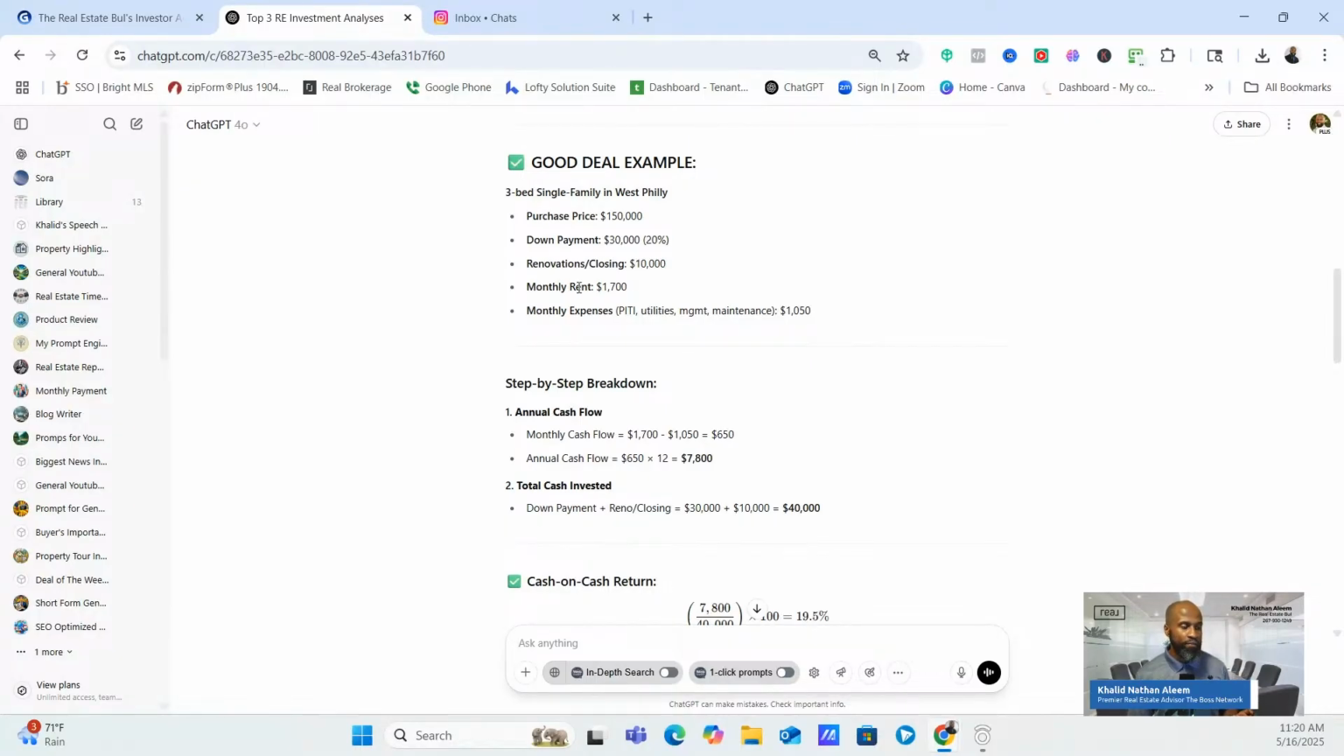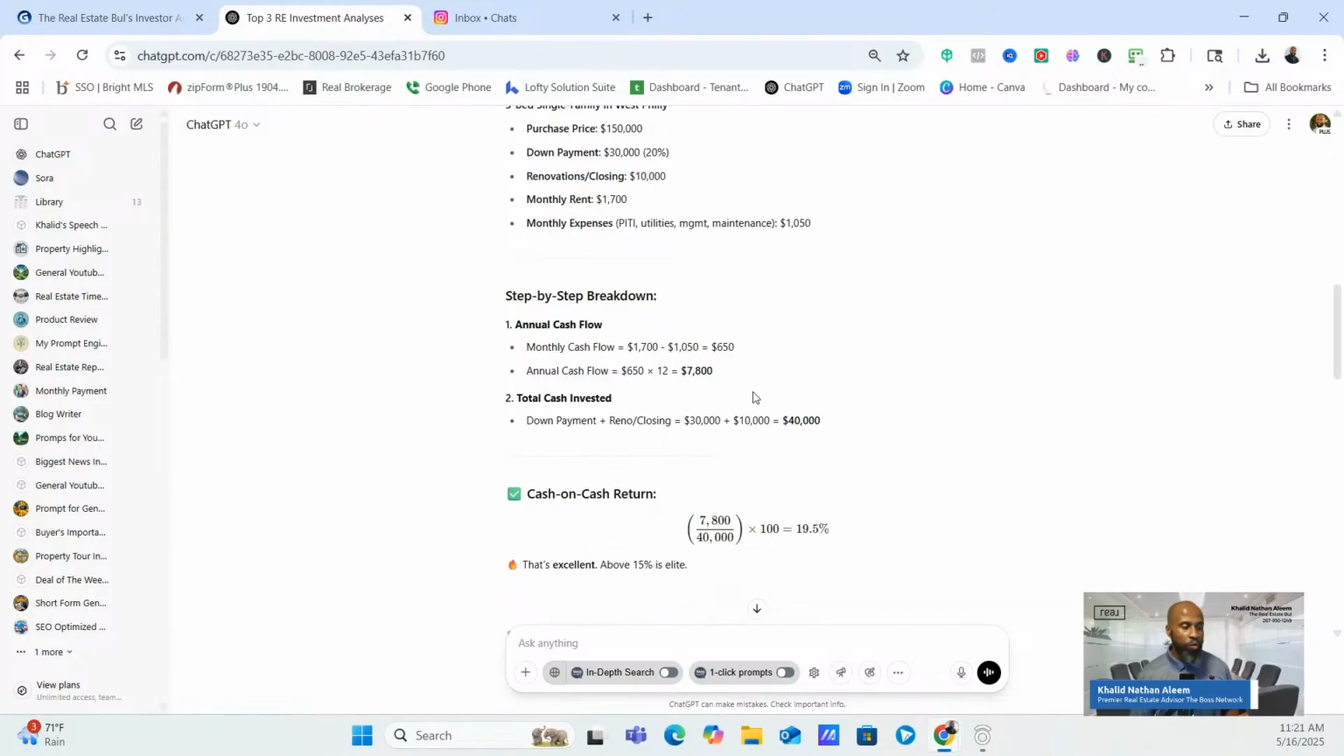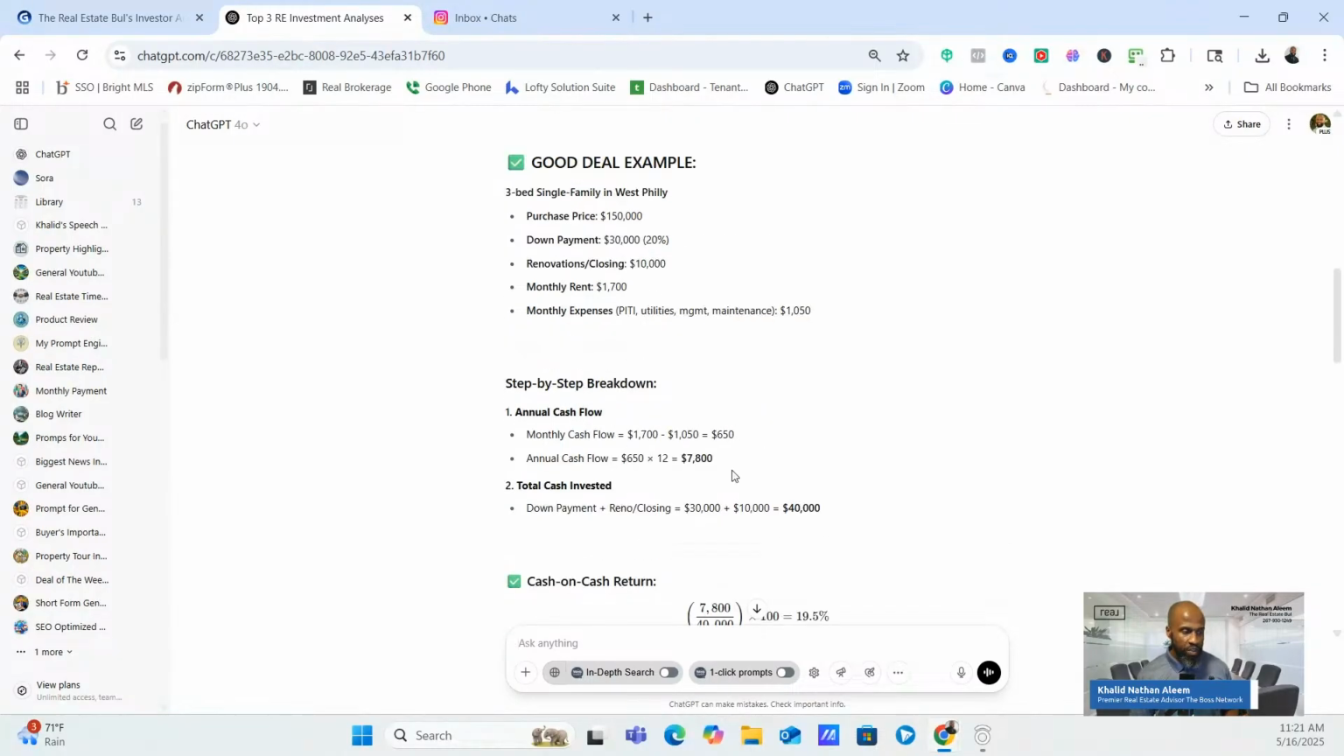So we've got the monthly rent at $1,700, and here are the monthly expenses. If we're taking the annual cash flow, we take the $1,700, because that's the monthly income, and we minus the monthly expenses. That gives a cash flow of $650. So we take the $650 times 12.